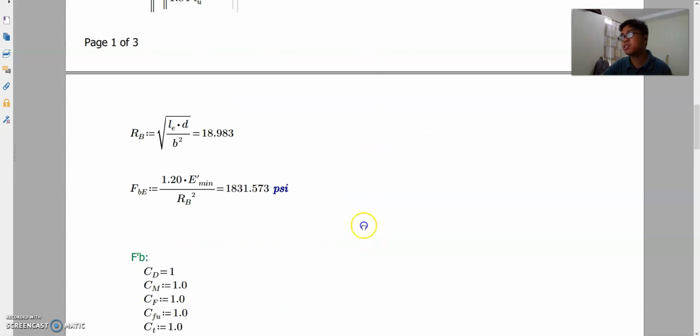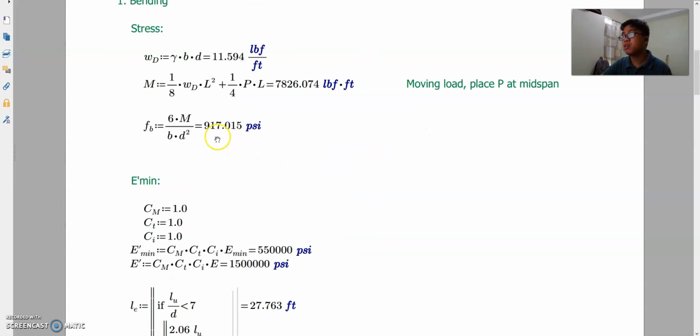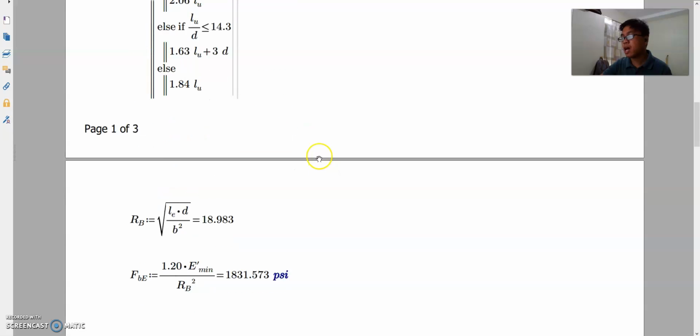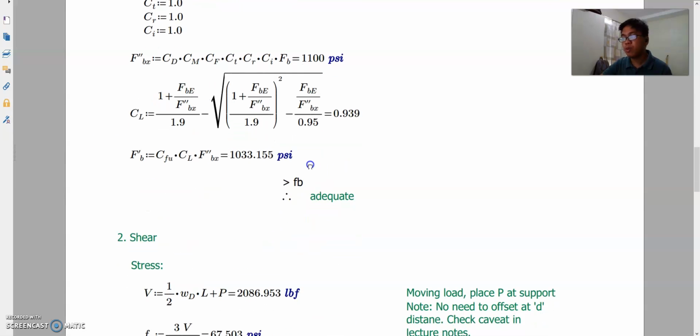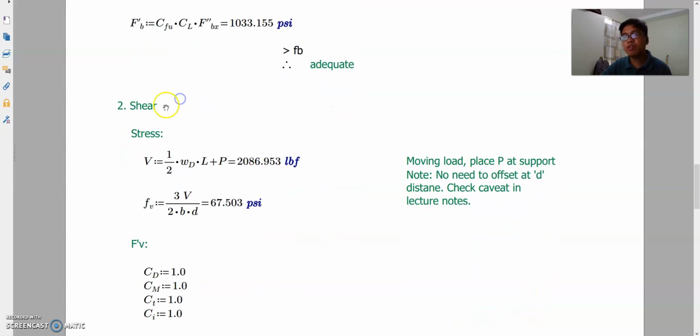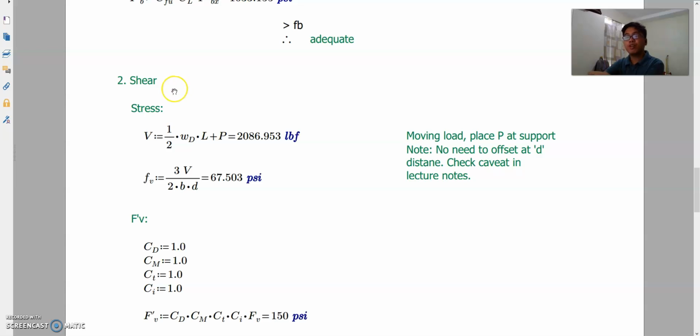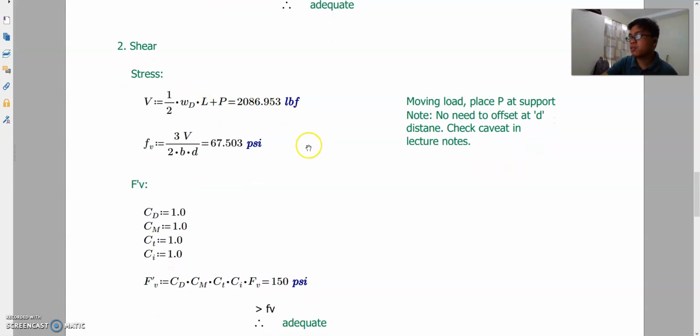We compare with the stress being 917 PSI. And so, what is our conclusion? It is adequate, right? Next, we compute for shear. We already know how to compute for the strength from the previous chapter. And how about the stress?